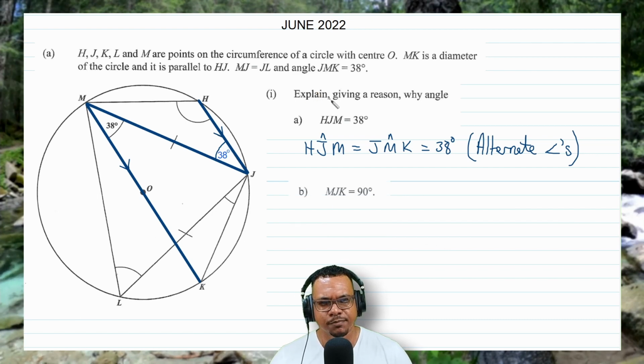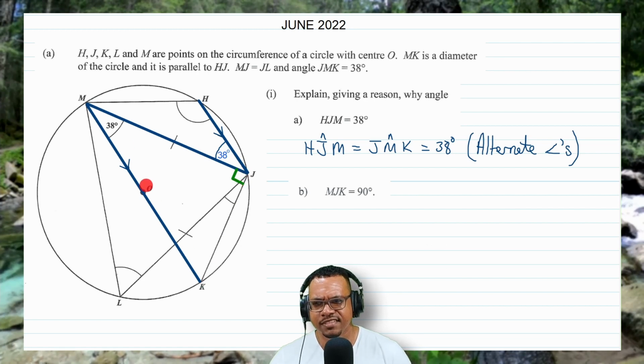Now next, they want us to explain, giving a reason, why, for part B, angle MJK is equal to 90 degrees. So let's locate that angle. So M to J to K. All right, so that's this angle right here. MJK. That's a right angle.